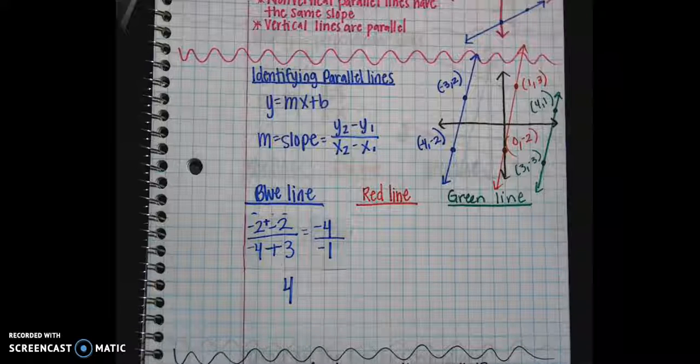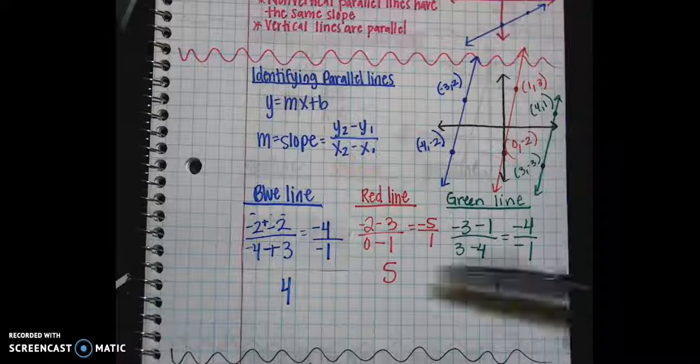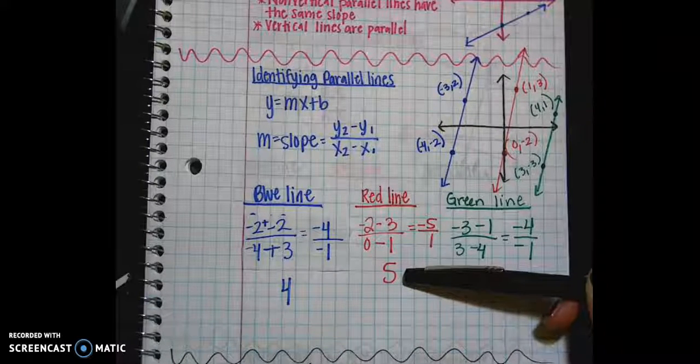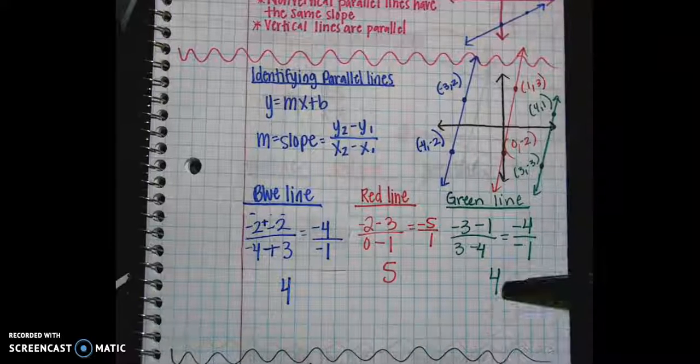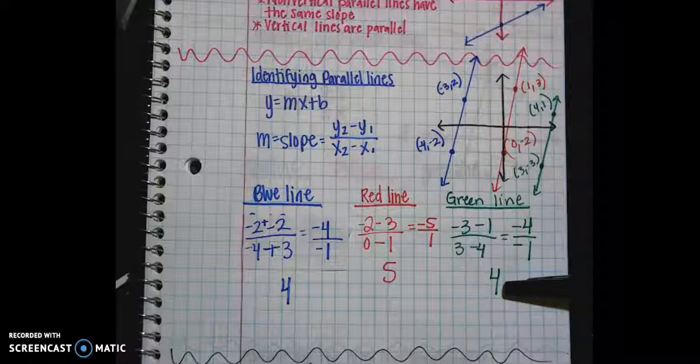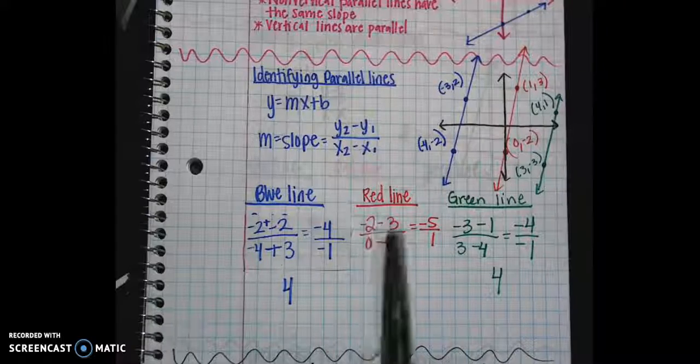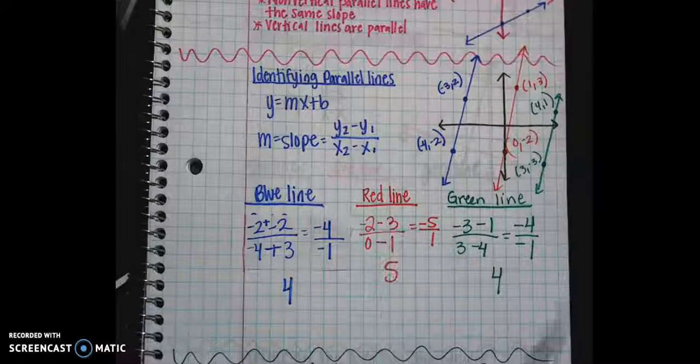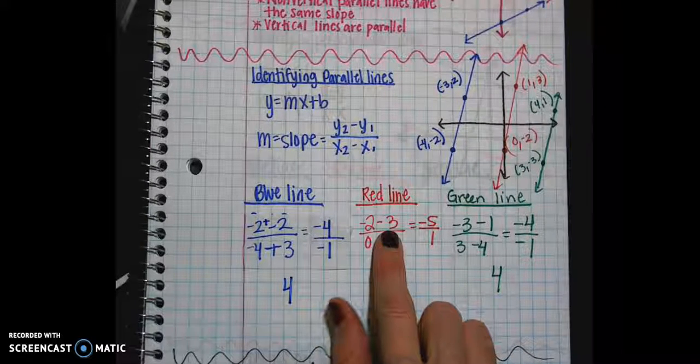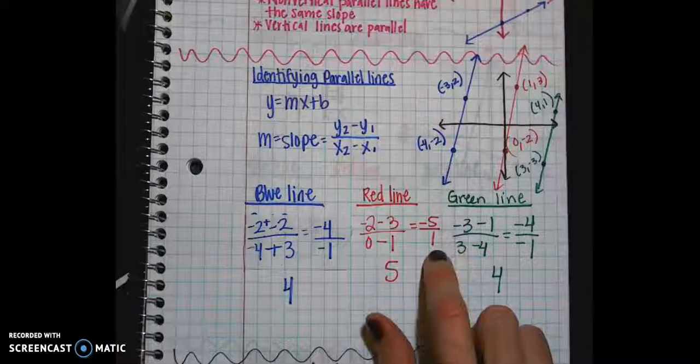Now, what I want you guys to try to do is I want you to try to do the red and the green line. So right now, pause the video, and I want you guys to find the slopes for the red line and the green line. So hopefully you guys got the same answers as me. So the red line, the slope is 5. The green line, the slope is 4. Okay? So if you guys look at my formula, even if you have these switched, you should still get the same answer for your slope.